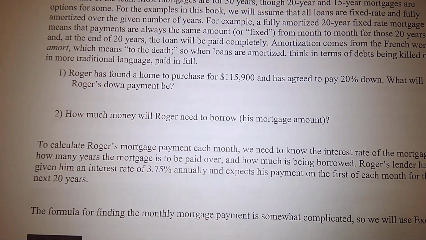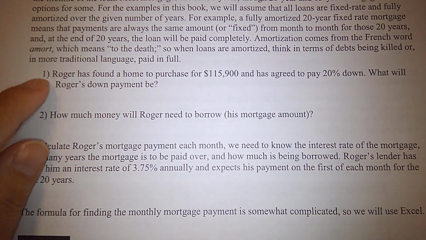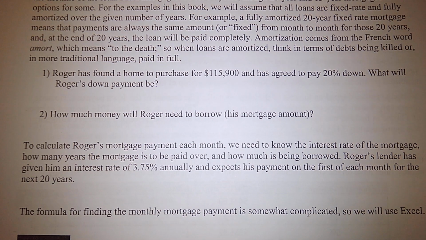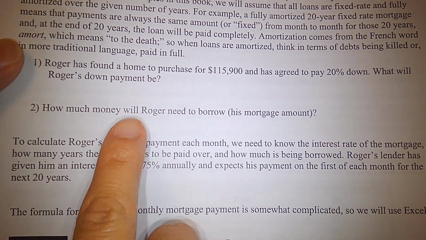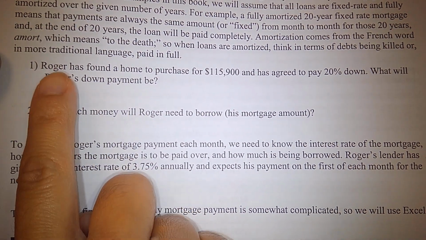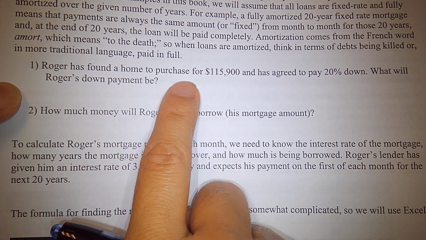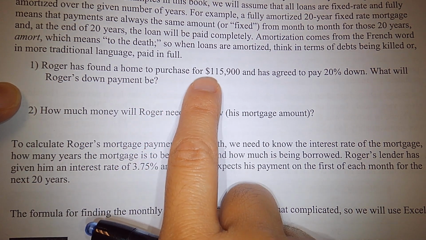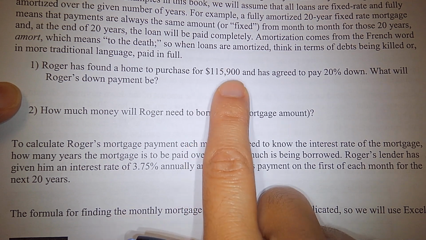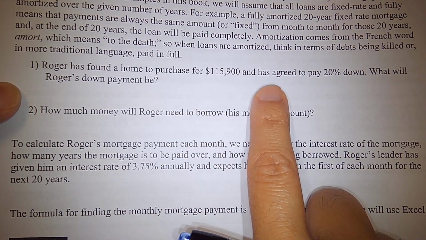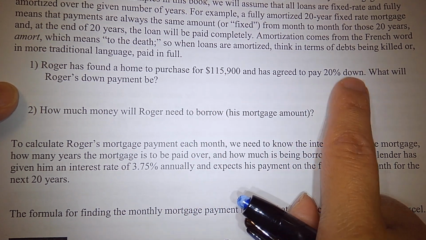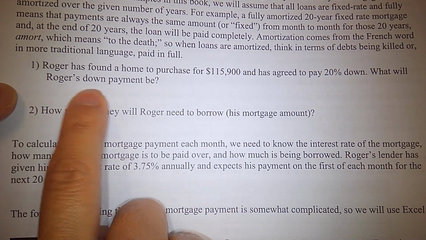Okay, so we have this Roger question. Let's go through this entire Roger question together. Question 1. Roger has found a home to purchase for $115,900 and has agreed to pay a 20% down payment. What will Roger's down payment be?